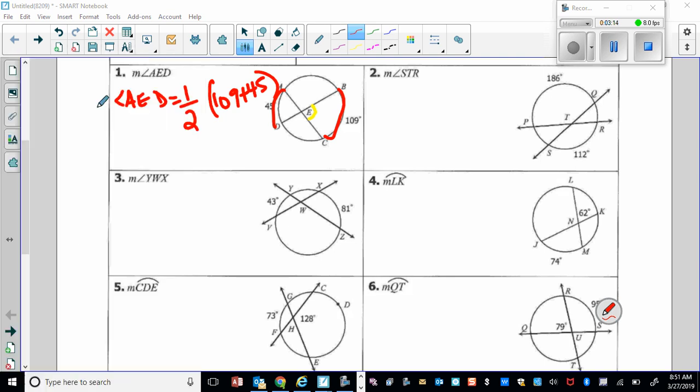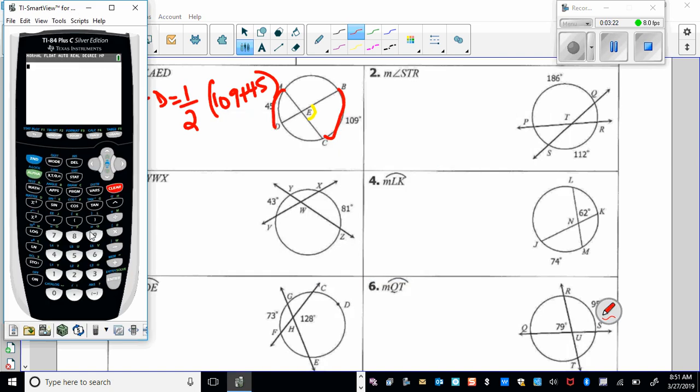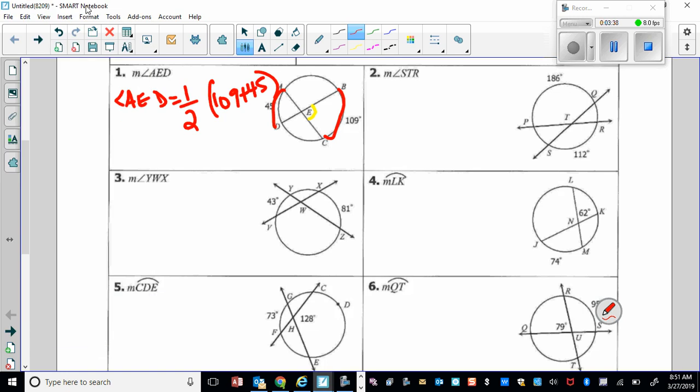So I'll pull my calculators out. And then you just add 109 plus 45 and then divide it by 2. Most of you already have the answer. 109 plus 45, the sum is 154, and then you go ahead and divide it by 2, that would give you 77. Good job. So the measure of angle AED is 77. Once I know this is 77, just remember the vertical angles are going to be congruent, so they're going to be the same.